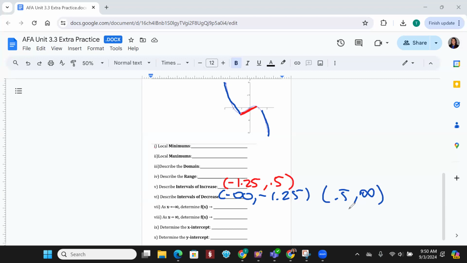Okay. As x is approaching negative infinity, y is approaching what? As x is approaching infinity this way, y is approaching. Okay. So on this one was split, right? This one was split. So as you're going to the left, it's going up. As you're going to the right, it's going down.